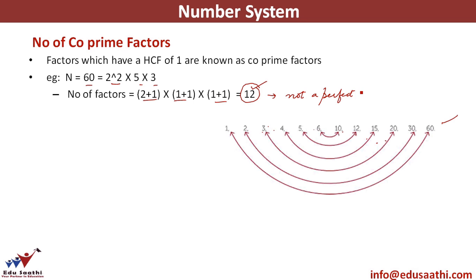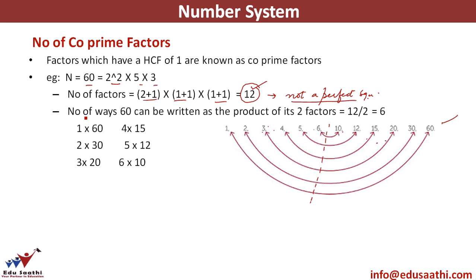Now, if you look at it, 60 can be written as a product of its two factors in 6 ways. What are these 6 ways? 1 into 60, 2 into 30, 3 into 20, 4 into 15, 5 into 12, 6 into 10. So whatever is the value for the number of factors, divide this by 2, you will get the pairs. You will get the pairs of factors which when multiplied give you the product 60.